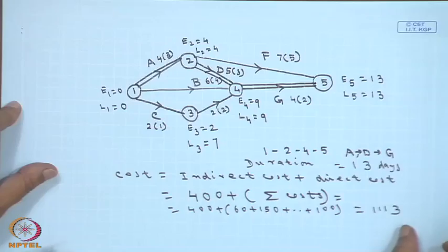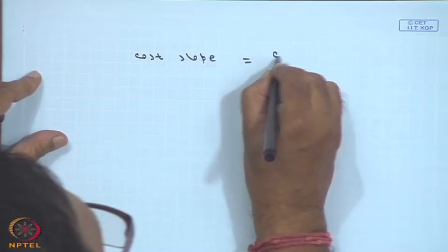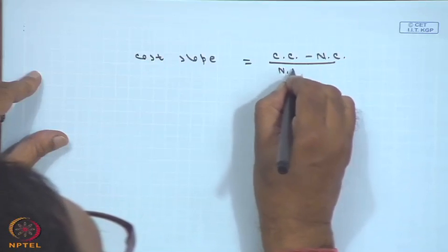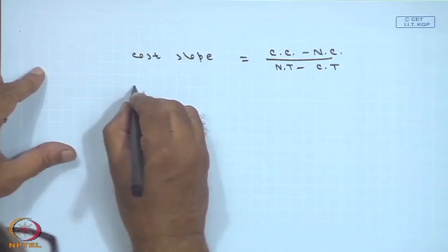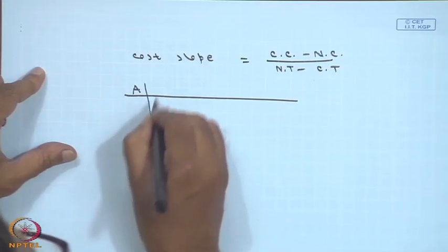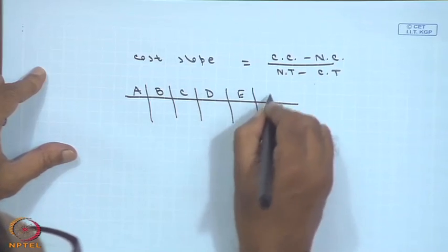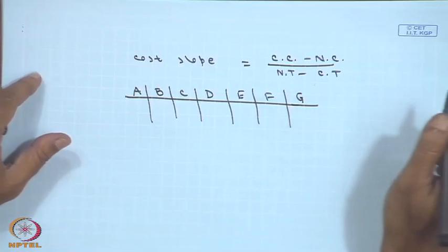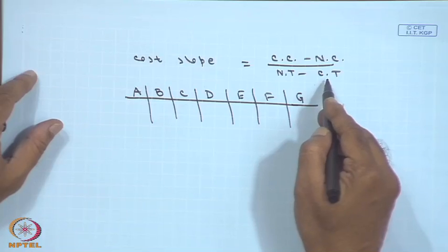Once I got the cost as this one, now what is your cost slope? Your cost slope is equal to crash cost minus normal cost, divided by normal time minus crash time. Now you can calculate the cost slope for each activity, that is A, B, C, D, E, F and G.